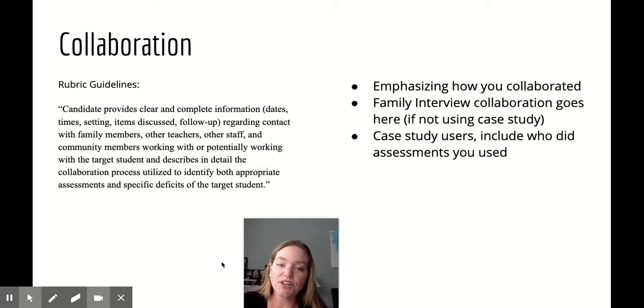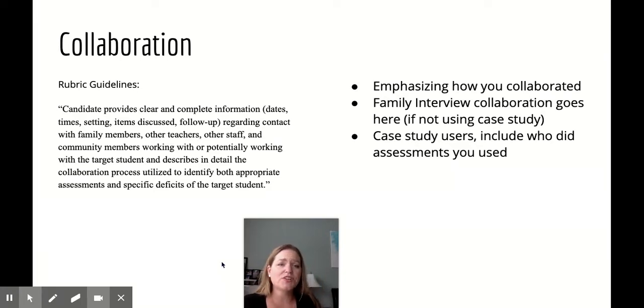The next section of this paper is the collaboration piece. If you look on the left, the rubric guidelines include that the candidate provides clear and complete information. That means dates, times, settings, items discussed, and follow-up regarding contact with family members, other teachers, other staff, and community members working with or potentially working with the target student, and describes in detail the collaboration process utilized to identify both appropriate assessments and specific deficits of the target student.